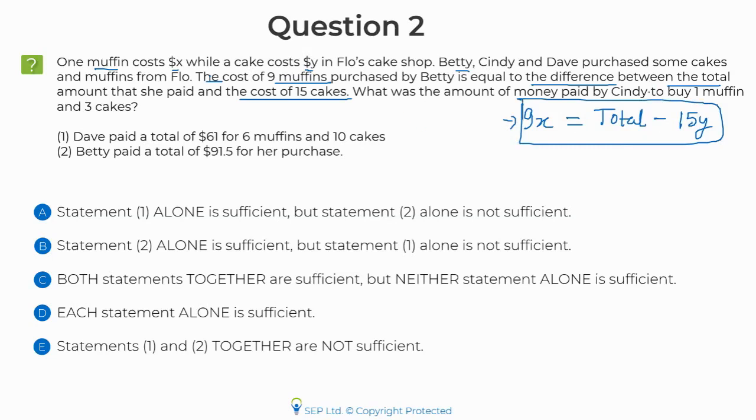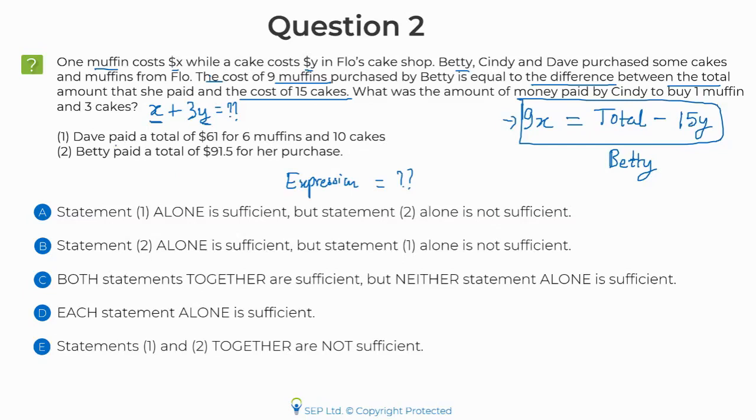What is the amount of money paid by Cindy? Remember, this is for Betty. What is the money paid by Cindy to buy 1 muffin and 3 cakes? So we are trying to find out the value of x plus 3y. Remember, this is an expression. There are two things that you need to learn here. One is x plus 3y is an expression. If the question asks you the value for an expression, the most common mistake that students make is they will try to find out the value of the variables individually first and then try to add them.